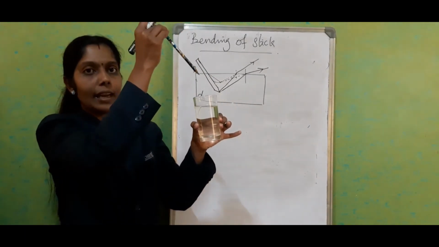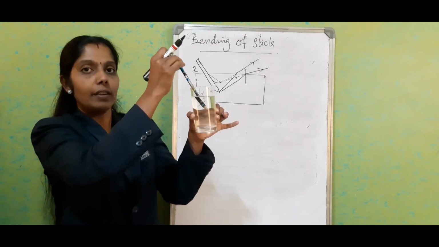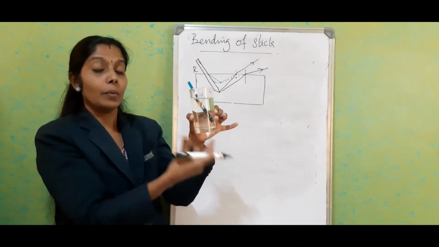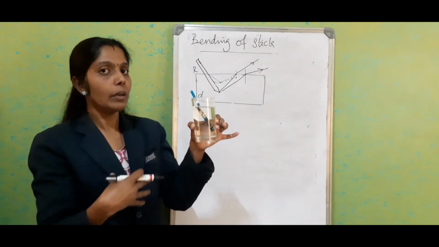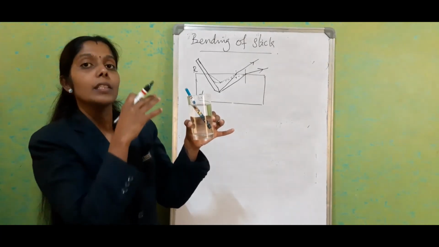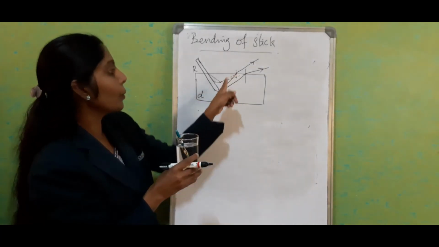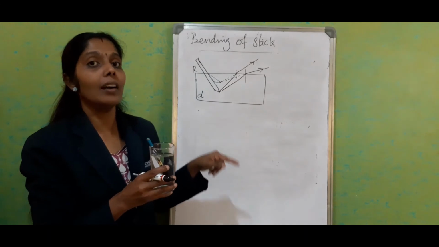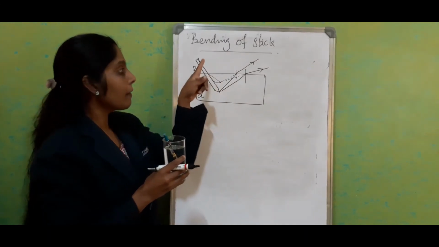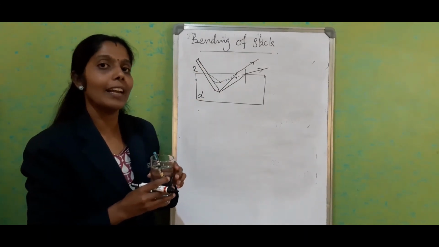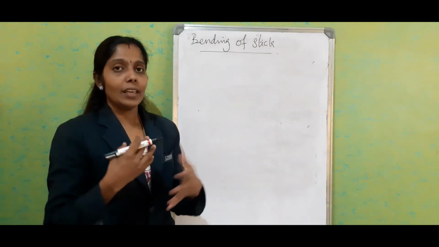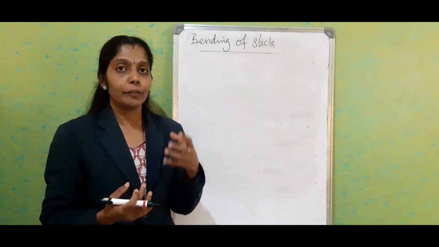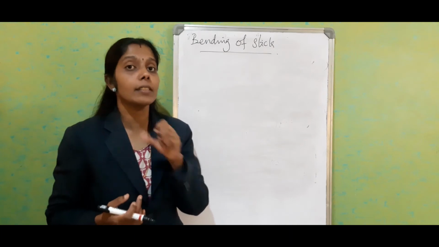Actually it's a single line or single ray, but when it travels from denser to rarer, this bending happens due to this change. It is due to the refraction of light from denser medium to rarer medium. So till now we were speaking regarding if you are watching something which is kept inside the water.